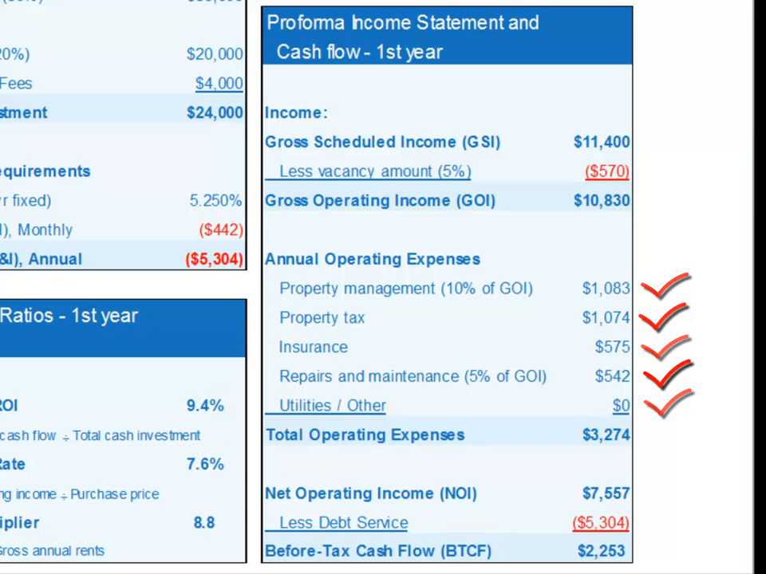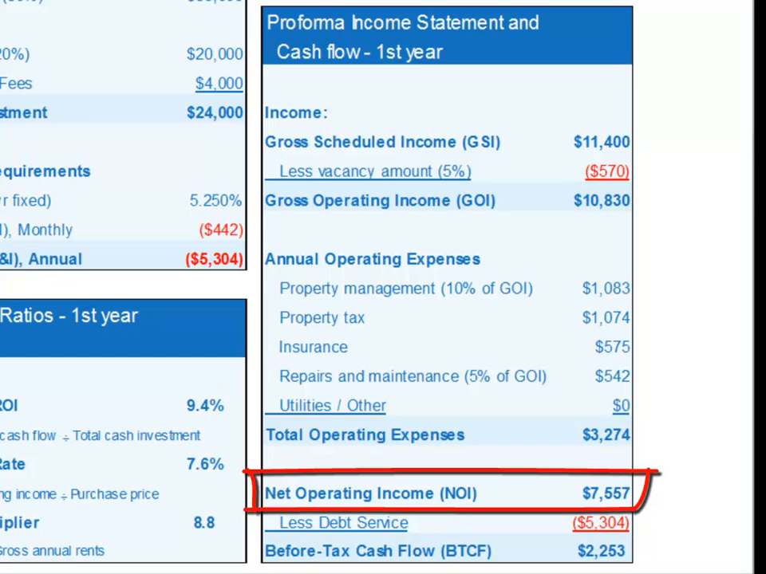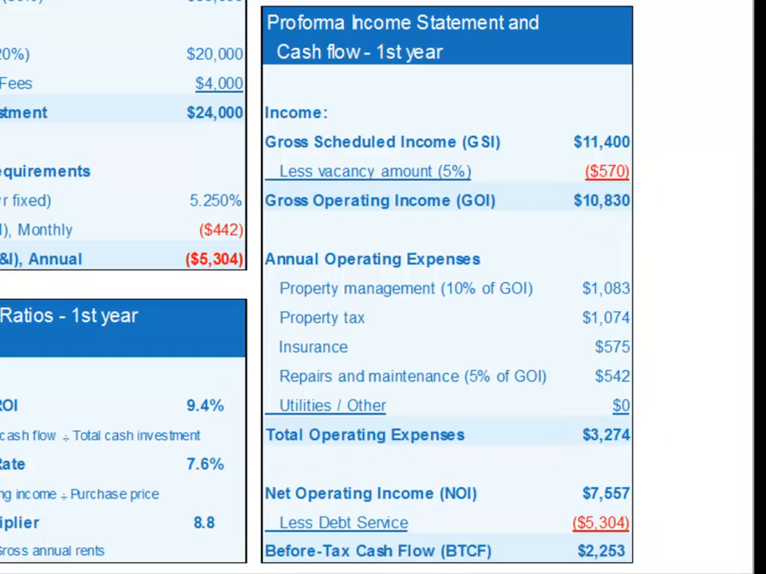And lastly, we estimated our anticipated maintenance costs and accounted for any miscellaneous costs that might be associated with the property. We then calculated our net operating income by subtracting our maintenance costs from our GOI, and then deducted our debt service to determine what the Proforma cash flow is on the subject property.